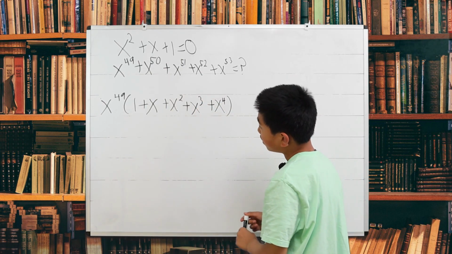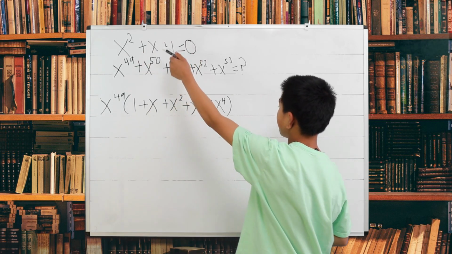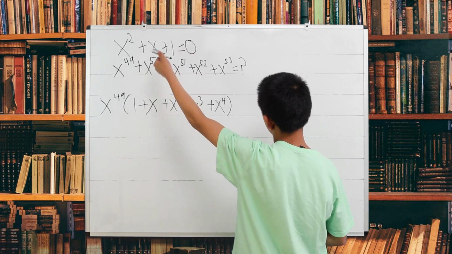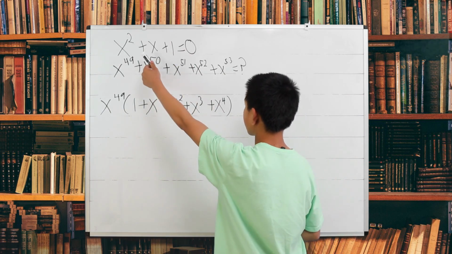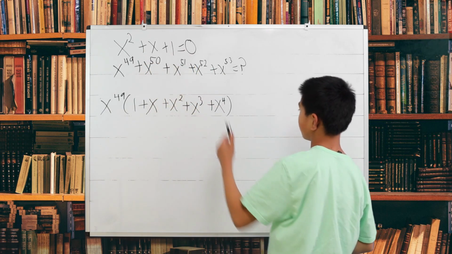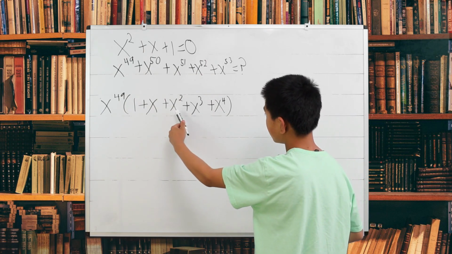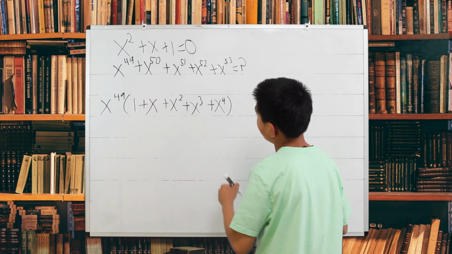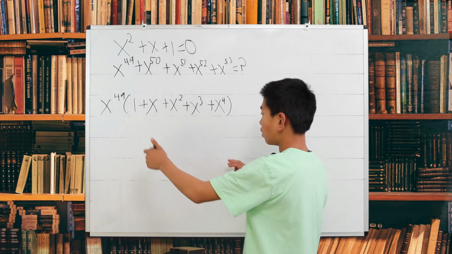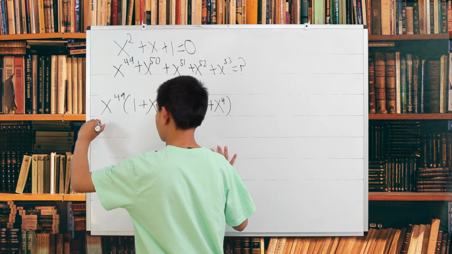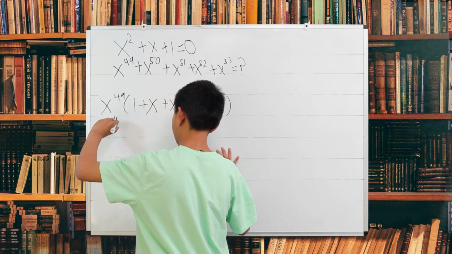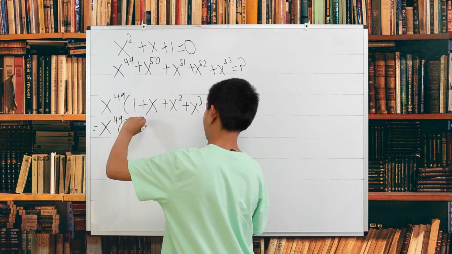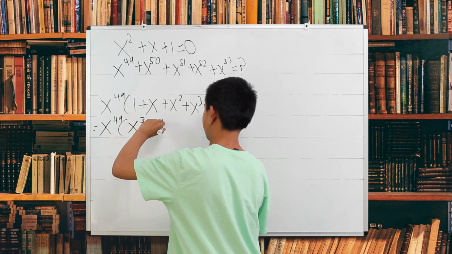We are also given the equation up here, and when we subtract 1 from both sides of this original equation, we get that x squared plus x is negative 1. So 1 plus negative 1 crosses out, so it's 0. So our equation is now going to be x to the power of 49 times x to the power of 3 plus x to the power of 4.